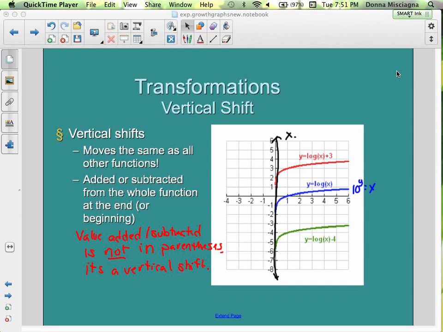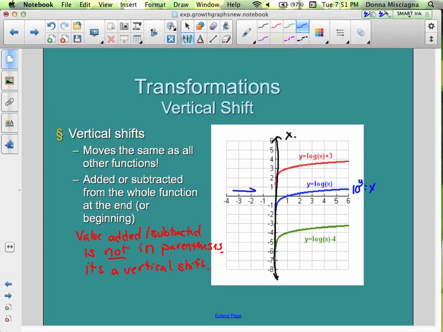The vertical shifts really don't change much of anything except move the graph up and down. It isn't going to change your vertical asymptote, isn't going to change domain and range, it's just going to move the function up and down. All right, so here we have in blue the base function. Here we'll draw an arrow that'll point to all our functions.